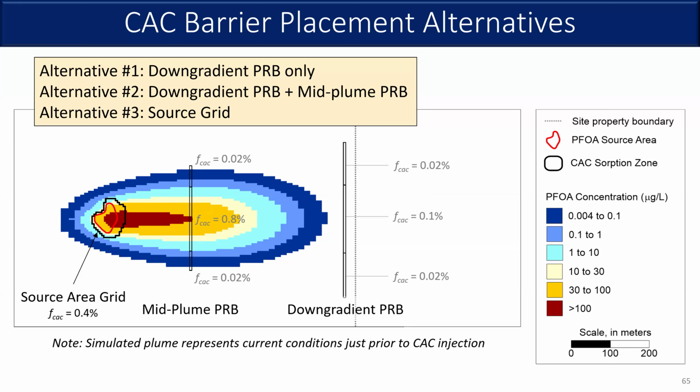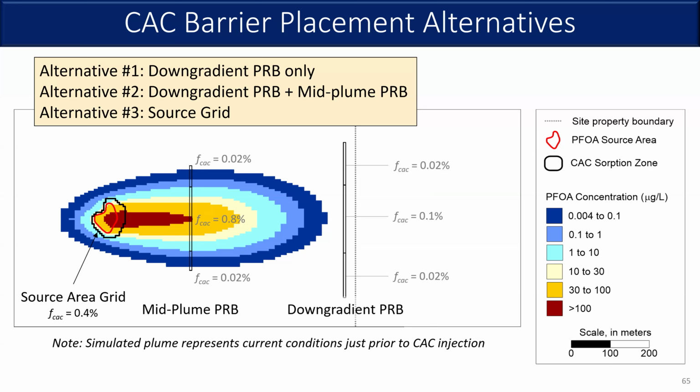The downgradient boundary is about 600 meters downgradient of the site. It's a fairly big Air Force base. So at this site, alternative 1 is 1 PRB at the boundary, and that's put ahead of an expanding plume. It's not put in the middle of a plume where there's something downgradient.